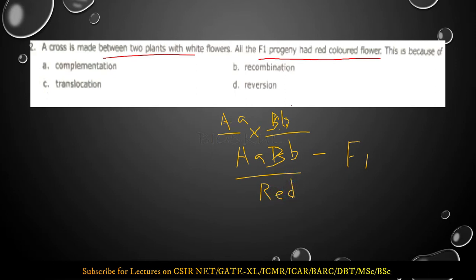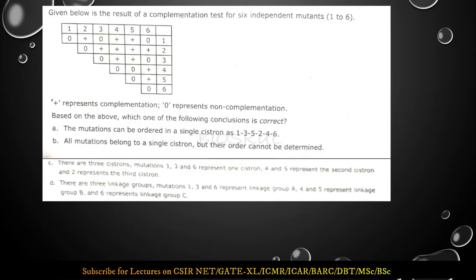So here, this parent codes for the white flower and this one also. But when they are crossed, the genes capital A and capital B complement each other and that results in the red colored flower. So the red colored flower is formed because of the complementation. So the correct answer for this question is option A. Let's see the next question.